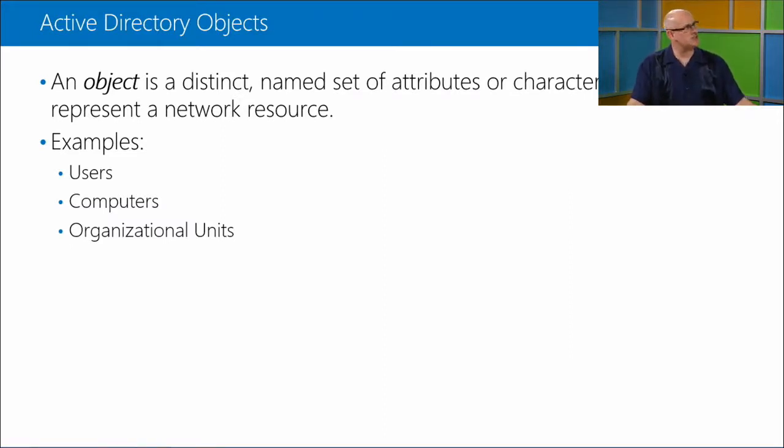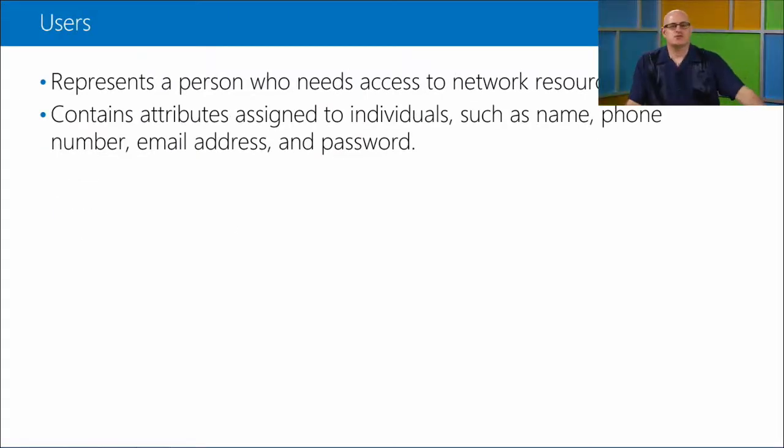And when we talk about the schema of a database, a schema refers to these properties and attributes of these objects. Function of a schema, learn something about database technologies, not even listed. Database technologies aren't even talked about in this course, and yet we're just throwing knowledge out left and right. We are. That's how much we care. This is what we do all the time. Users represent a person who needs access to network resources, and contain attributes assigned to individuals, as I mentioned: name, phone number, email address, password.